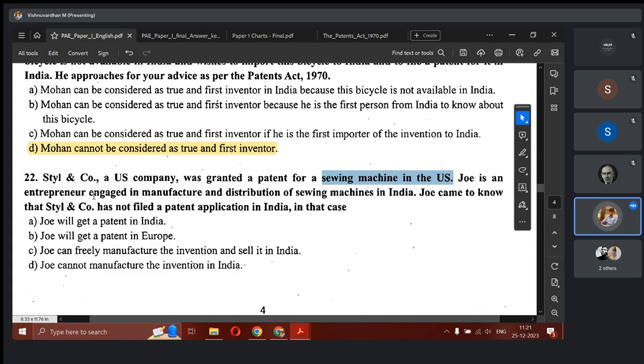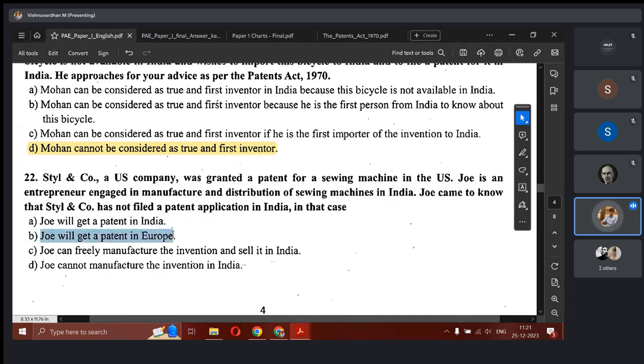Joe is an entrepreneur engaged in the manufacture and distribution of sewing machines in India. So Joe is selling and distributing it in India, the patented invention in the US. So Joe came to know that Style and Co has not filed a patent application in India. In that case, Joe will get the patent in India. I don't think this is allowed. Only the same applicant gets it if he files it under PCT or Paris Convention. And even then, it has to be done within 12 months. You guys know that, right? 12 or 31 months. Cool.